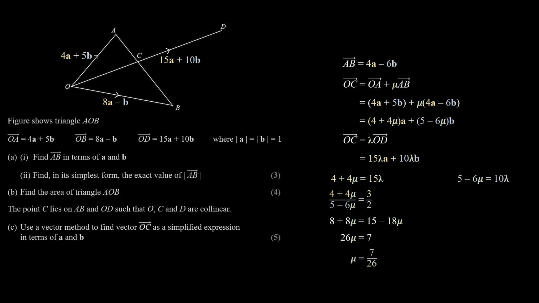To express vector OC in terms of a and b, we calculate 4 plus 4 mu equals 66 over 13, and 5 minus 6 mu equals 44 over 13. Thus, vector OC is 66 over 13 a plus 44 over 13 b, expressed in the simplest form in terms of a and b.